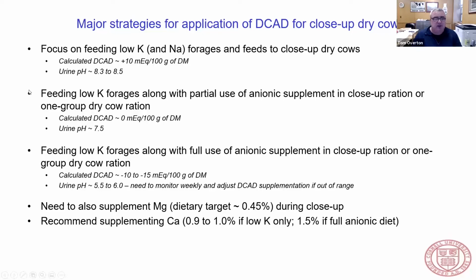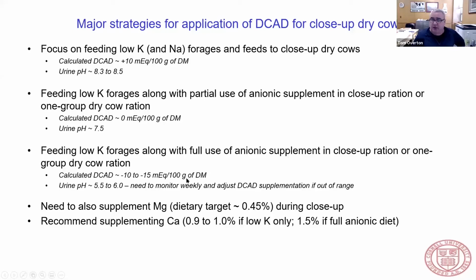Second bucket here is okay, we're going to feed our low potassium forages, and we're just going to take the edge off with a smaller amount of anionic supplement. Urine pH is how we monitor DCAD implementation, and so you might get the urine pHs down to 7, 7.5, something like that. And then the third bucket here is we're going to go full on, and we're going to feed our low potassium forages, but then we're going to really be more aggressive with the anions in the diet, run the calving DCAD negative, run the urine pHs to 5.5 to 6.